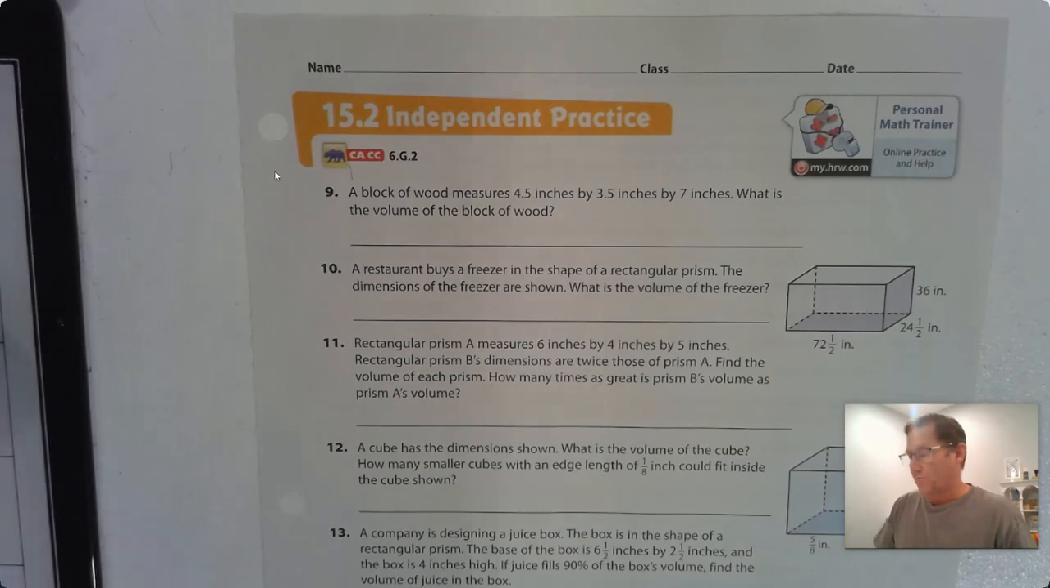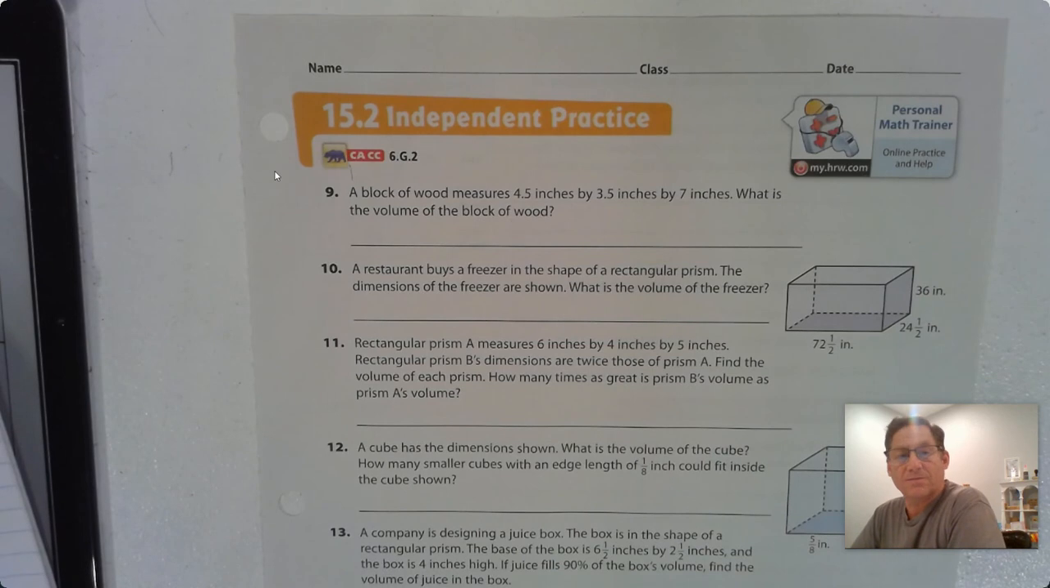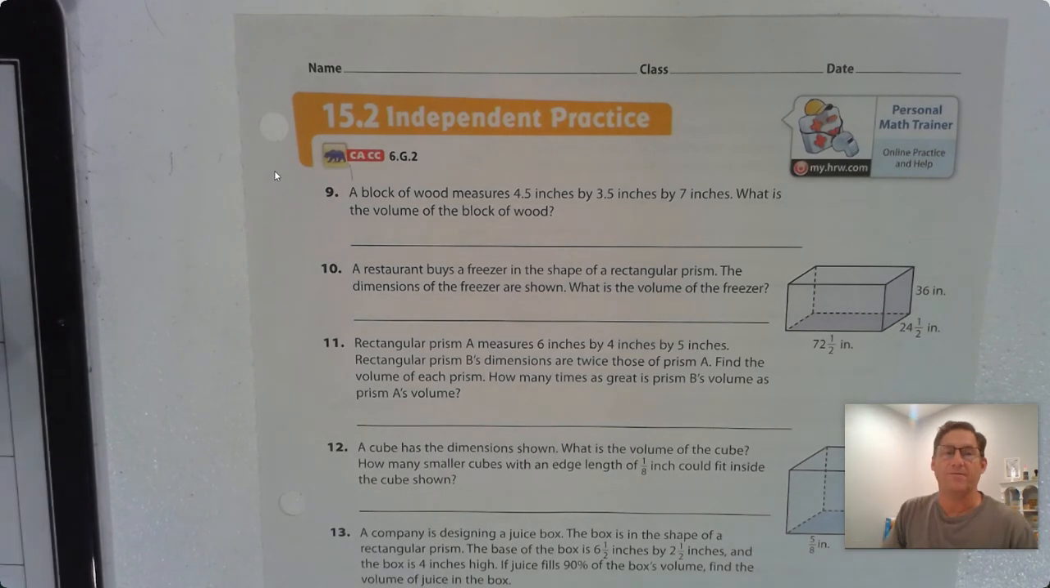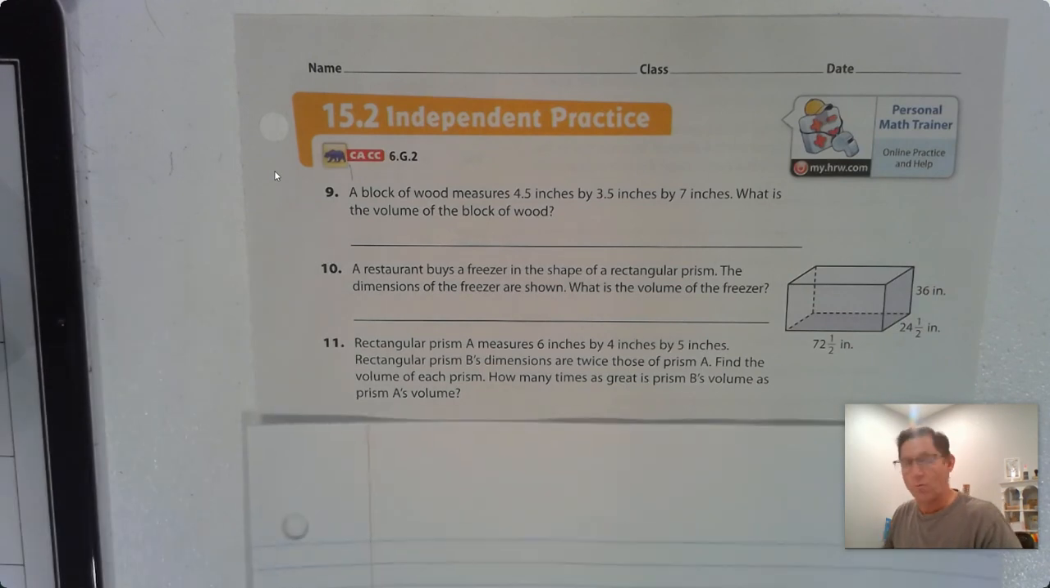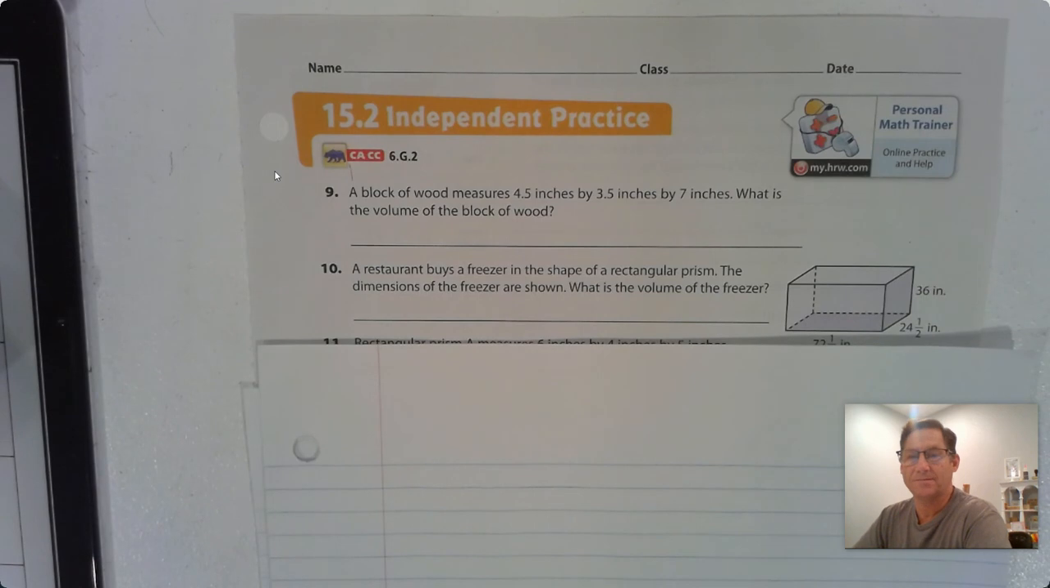Hello, everybody. So we're going to finish lesson 15.2, the independent practice problems, on page 431 of the 6th grade Go Math textbook for middle school. So let's continue with finding the volume. So number 9, a block of wood measures 4.5 inches by 3.5 inches by 7 inches.